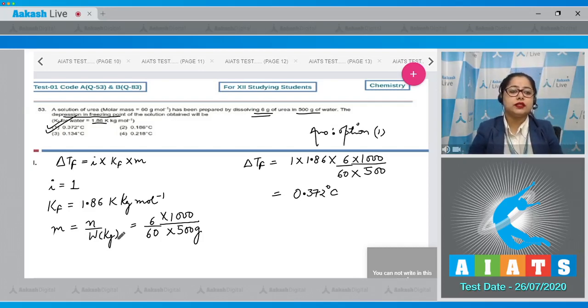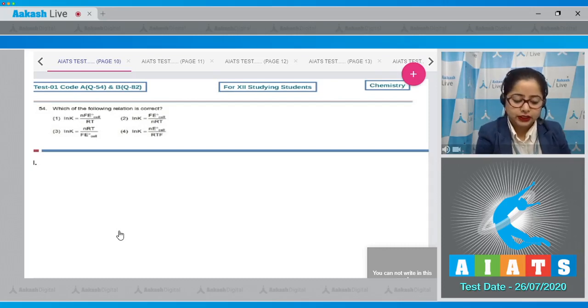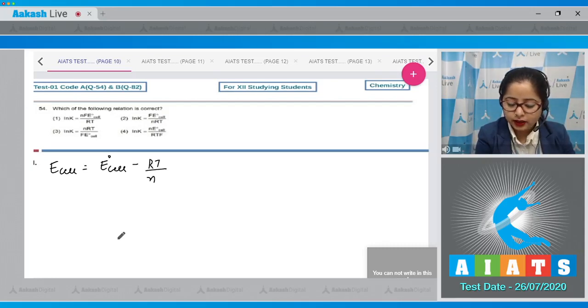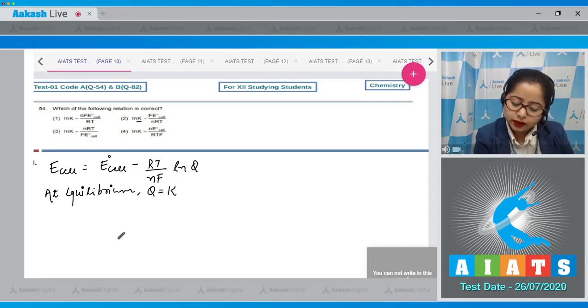Moving to next question, students, which is question number 54. Let's read the question. Which of the following relation is correct? Students, in this question, we are given the relation between ln K and E0 cell. For this relation, first of all, we have to write the Nernst equation. So I'm writing it. E cell is equal to E0 cell minus RT upon nF ln Q. Since here we are given K, that means the reaction is at equilibrium. So at equilibrium, Q will be K and E cell will be 0.